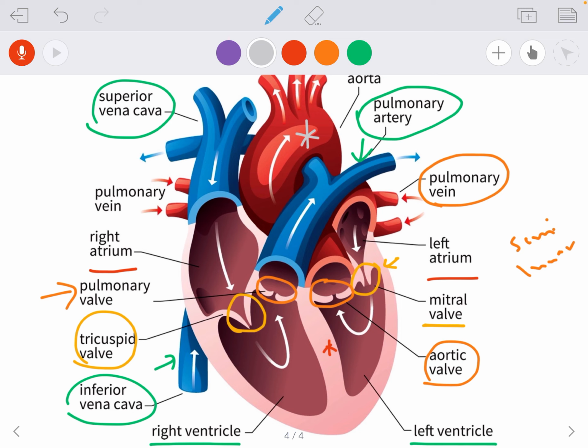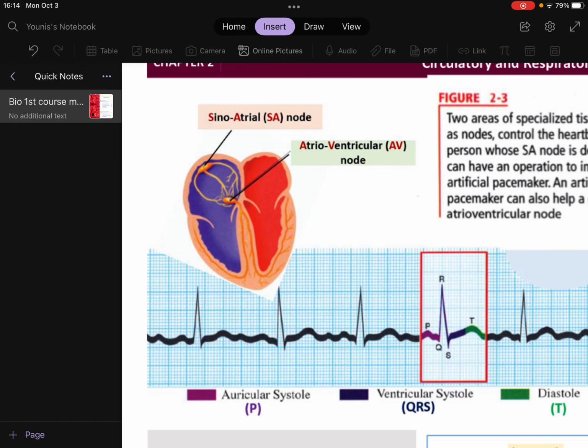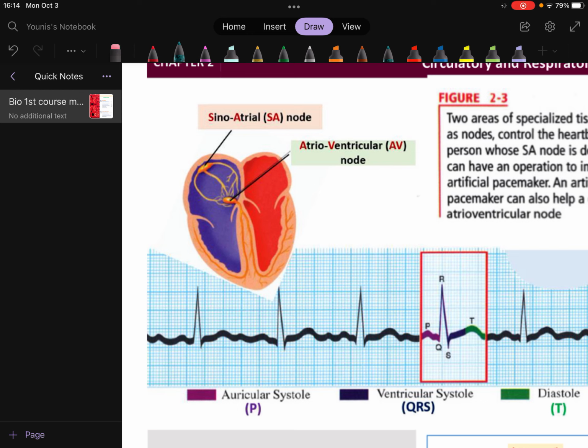So this diagram, we just wanted to remind you of the heart structure before starting the cardiac cycle. First, what does a cardiac cycle mean? A cardiac cycle is a series of events that result in one heartbeat. Okay? How is the cardiac cycle initiated? First, to answer this question, you must remember the two nodes. What nodes? Let me just point them. The sinoatrial node and the atrioventricular node.